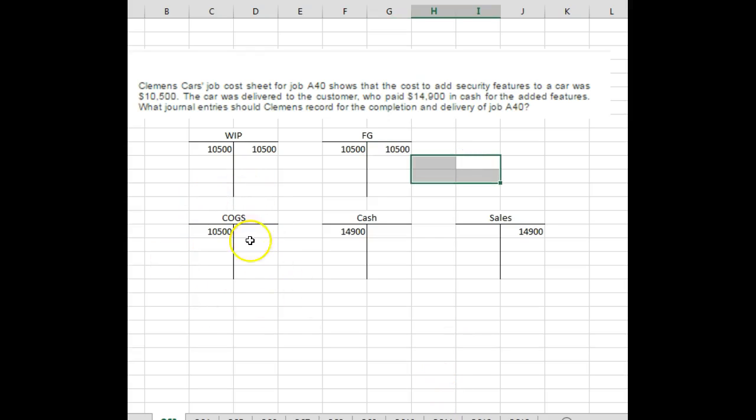Now this will end up on the income statement. This and this will end up on the income statement. It'll be $14,900 minus $10,500. That'll actually be the profit from that transaction. So that's kind of how it flows through. Let's do another one.